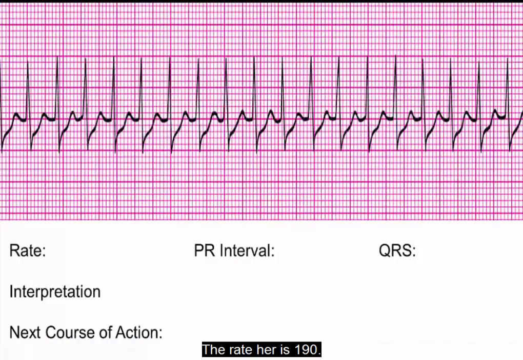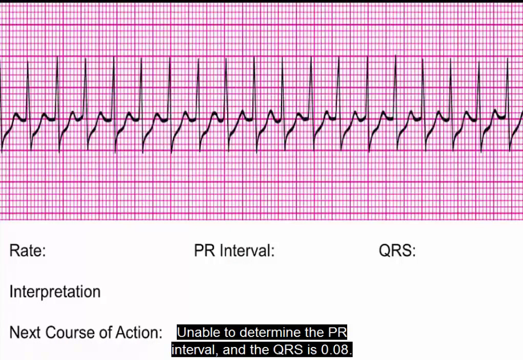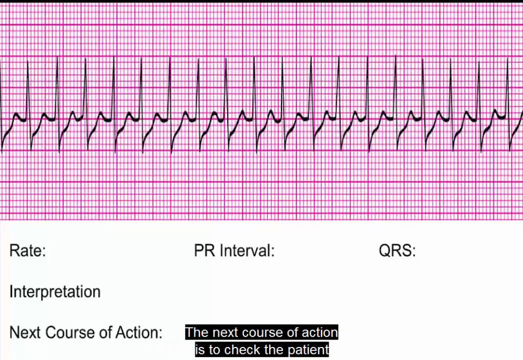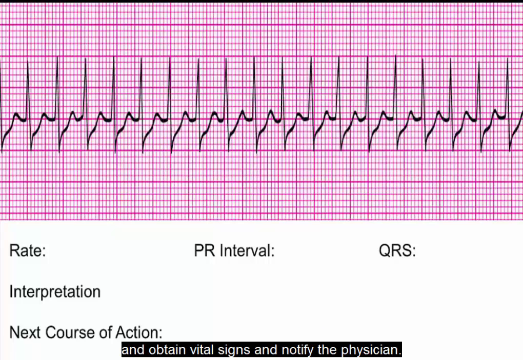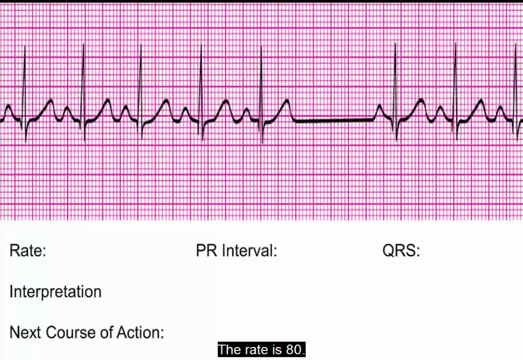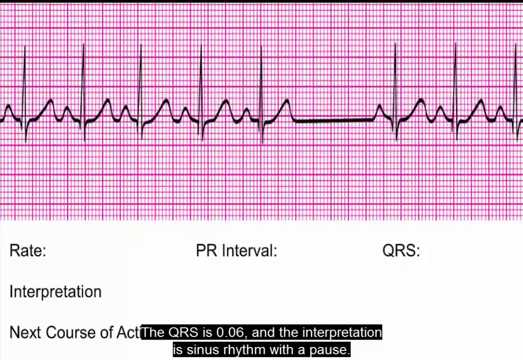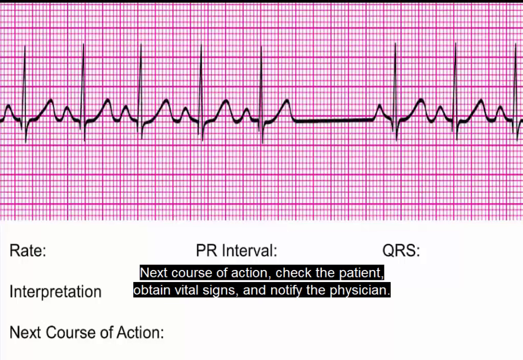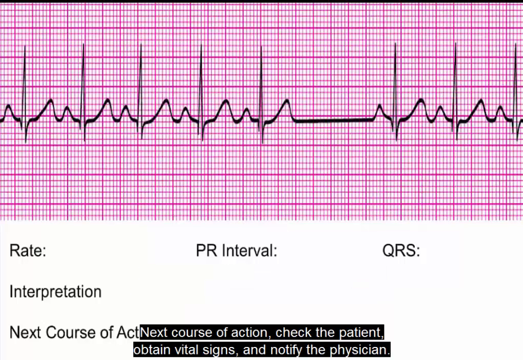The rate here is 190. Unable to determine the PR interval, and the QRS is 0.08. This is supraventricular tachycardia. The next course of action is to check the patient and obtain vital signs and notify the physician. The rate here is 80. The PR interval is 0.2. The QRS is 0.06, and the interpretation is sinus rhythm with a pause. Next course of action, check the patient, obtain vital signs, and notify the physician.